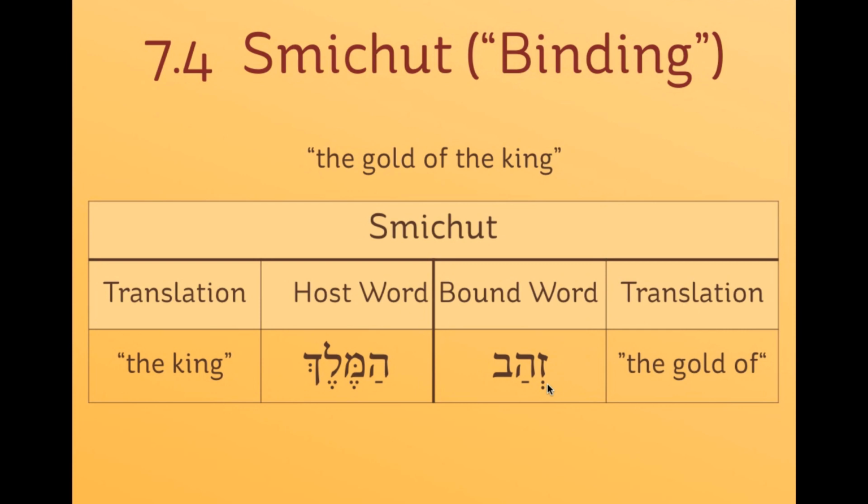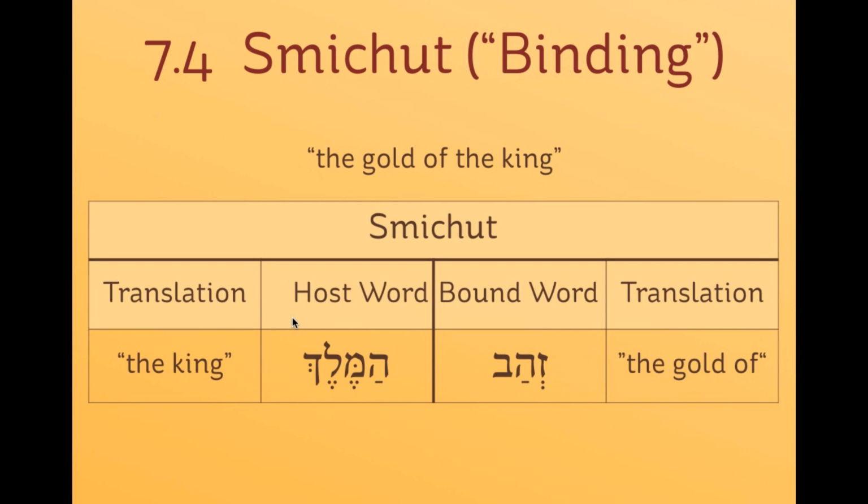It's because one word, a smichut phrase, can only have one article, and that article will always be on the host word. The host word is the last word in a smichut. The bound word is the first word in a smichut. It is the host word that determines the definiteness of the whole phrase. If the host word is definite, the whole phrase is definite. If the host word is indefinite, the whole phrase is indefinite.